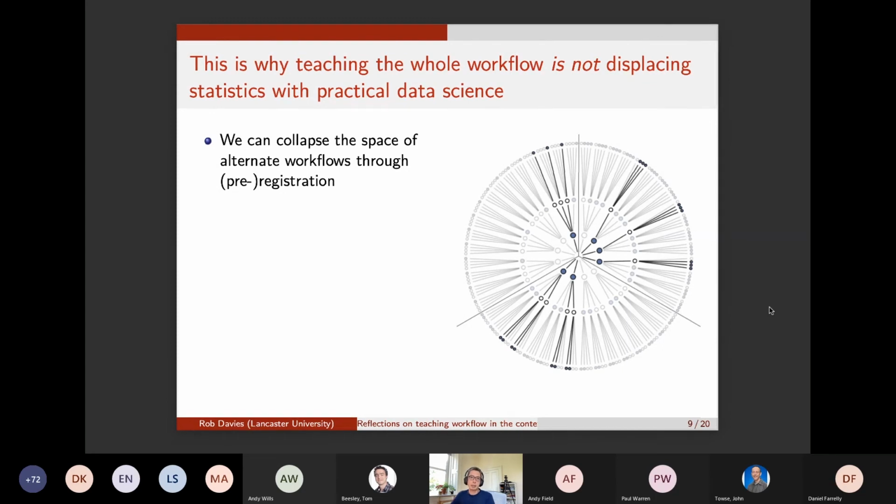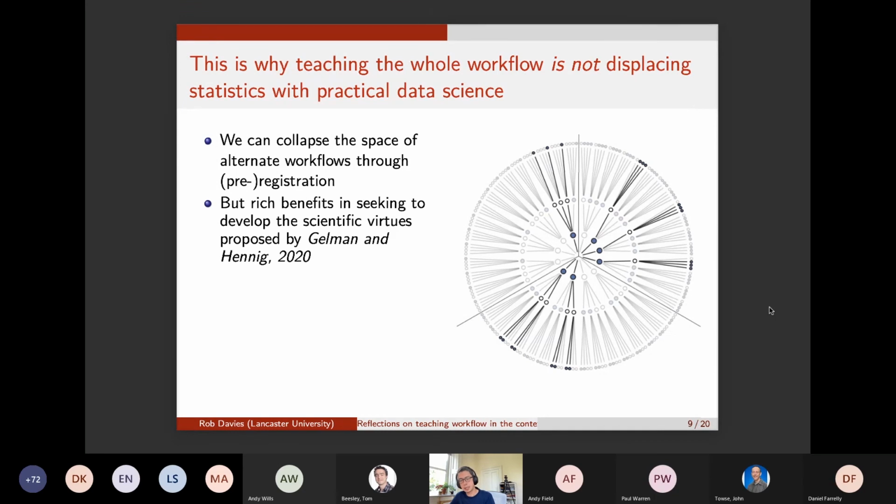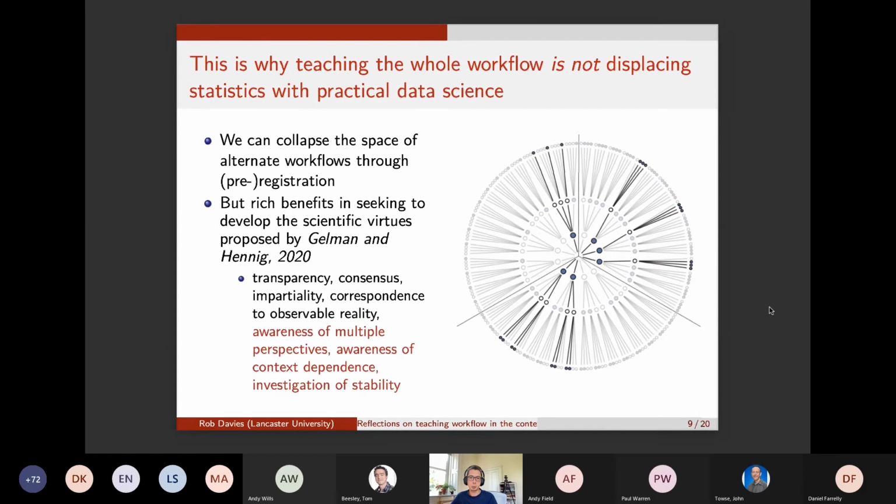Of course, we can collapse the space of alternative workflows through registered reports, through pre-registration. I guess that's fine and that's good. And I do pre-registration as well as part of my practice, but I'm interested also in the rich benefits that you can get by developing the scientific virtues that Andrew Gelman and Hennig proposed in 2020, where you think about transparency, consensus, impartiality, correspondence to observable reality. And what I'm highlighting, because it's what I'm most interested in in my practice right now, is awareness of multiple perspectives, awareness of context dependence, investigation of stability.